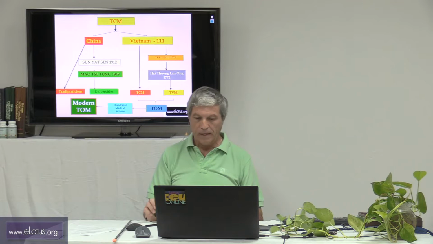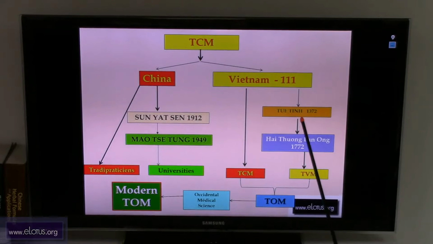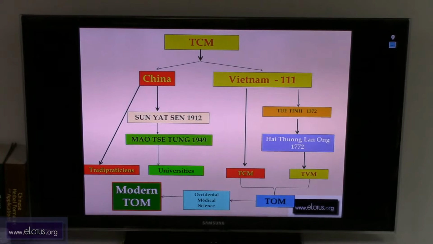In Vietnam, it's different. China invaded Vietnam in 111 before Christ and imposed traditional Chinese medicine. You can look at here. So today we can find traditional Chinese medicine, especially in Hanoi, in the north of Vietnam. But at this time, the monk named Thuy Tin was the first Vietnamese doctor with Vietnamese traditional medicine. And after that, another one, Hai Thuong Lan Ong, was the second.